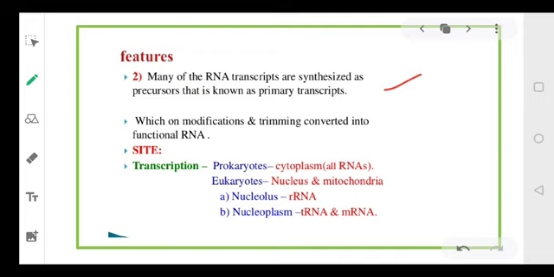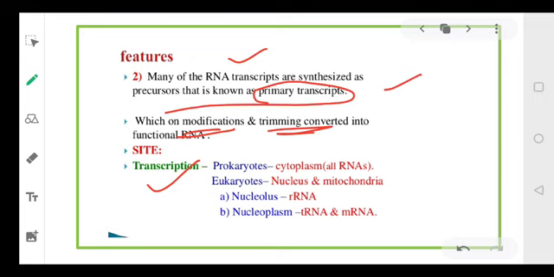Second, many of the RNA transcripts are synthesized as precursors, as primary transcripts. Means once you've got the mRNA made, then there are certain modifications which will be done in the mRNA, to convert it into functional mRNA. So it is not a necessity that the RNA that has been made is 100% functional. It may be functional, it may not be functional. So it is basically a primary transcript which is made. Third, as I said, a few modifications, trimmings may be required.